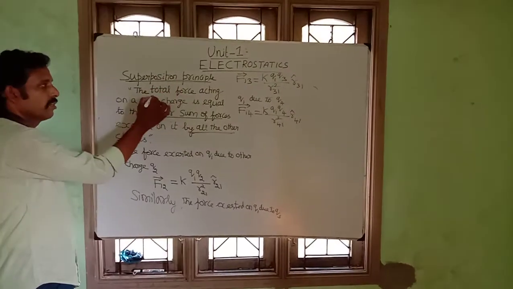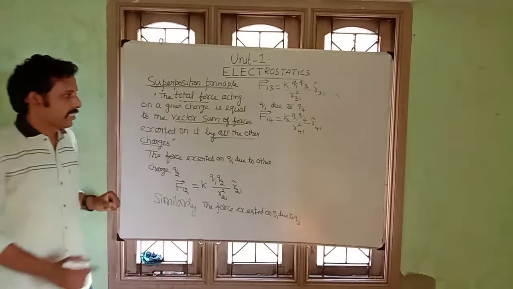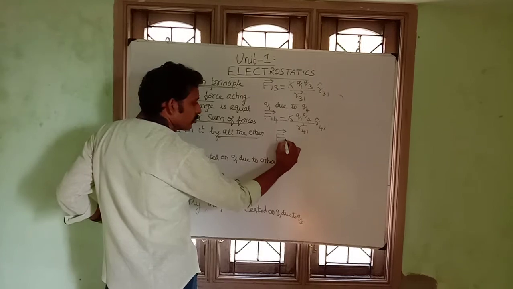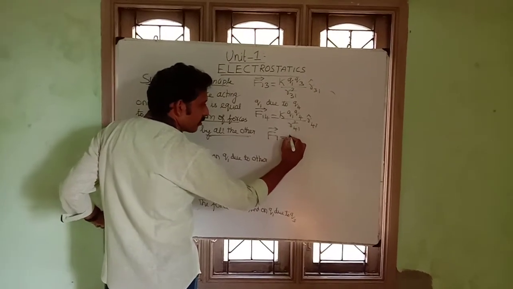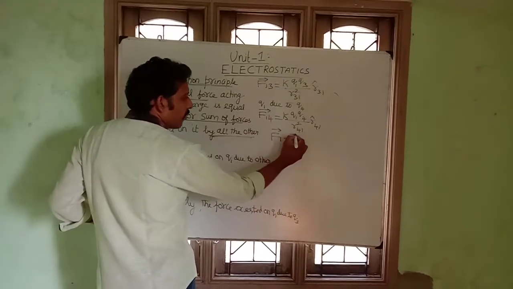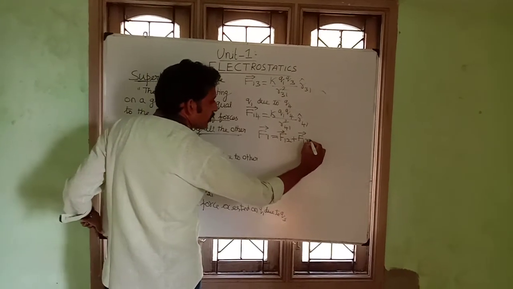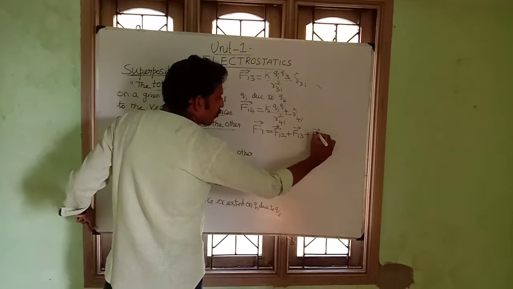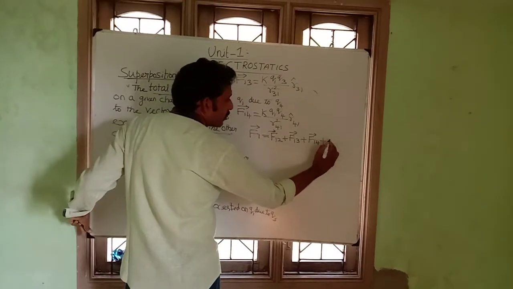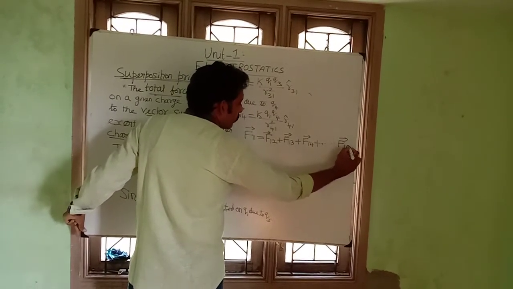What is our definition? Total force. These are the individual forces, so let us take the total force as F vector 1. The total force is the vector sum of all the forces: F vector 12 plus F vector 13 plus F vector 14, and so on, plus etc., up to F vector 1n.